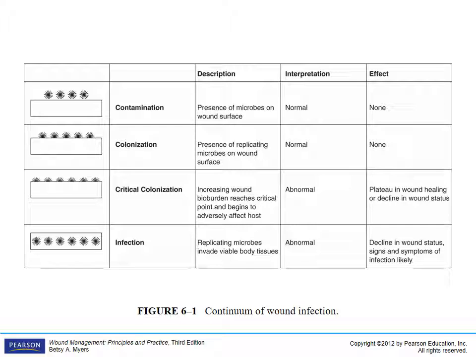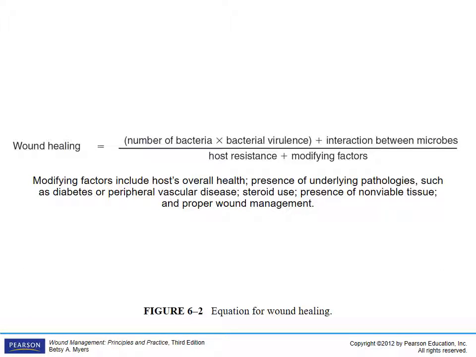As you see from the drawings on the left hand side, we start with contamination where the microbes are sitting at the top, then they just sit on the surface and colonize, and then they start to colonize even more and replicate more, and then they actually invade the tissues. Again, the effect of infection is a decline in wound status, and you see signs and symptoms of infection, which we're going to talk about more as we go along on these slides.